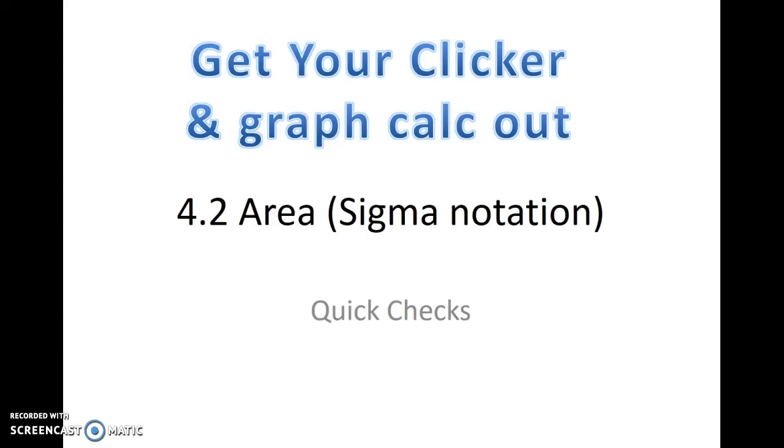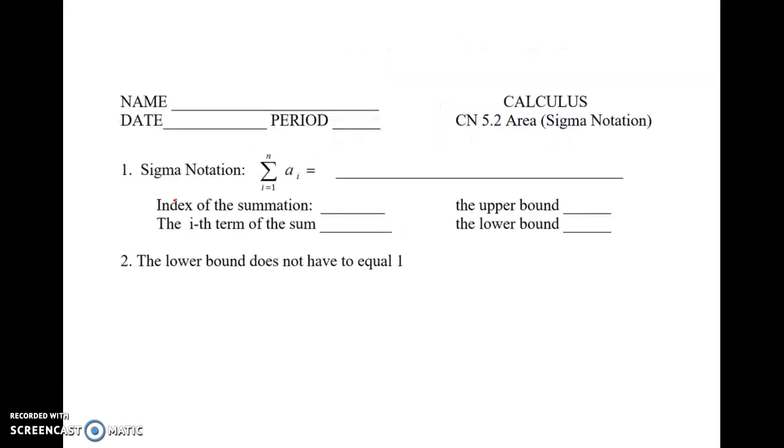We're going to begin the second section of the chapter. It's actually chapter 5, and we're going to look at area and sigma notation. What we are going to be doing is looking at this notation, which stands for summation. And we're going to be summing terms, n number of terms. You have to know the parts of this notation.